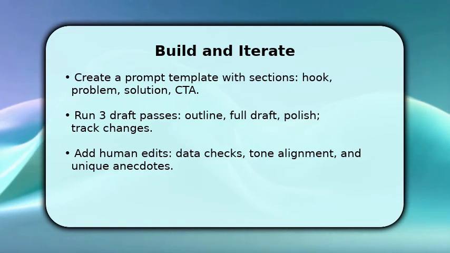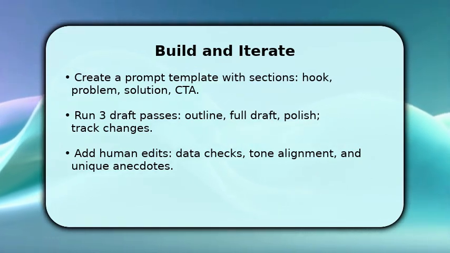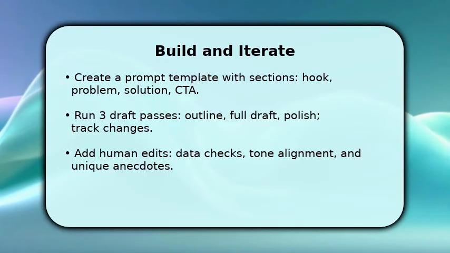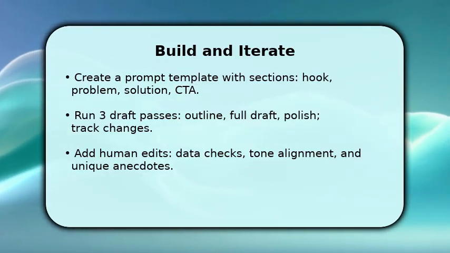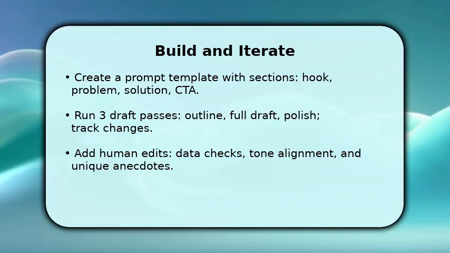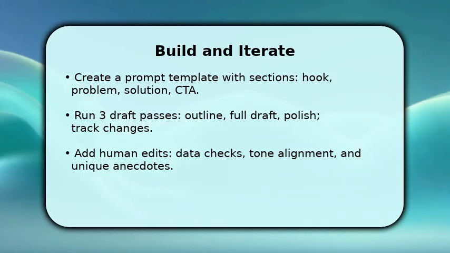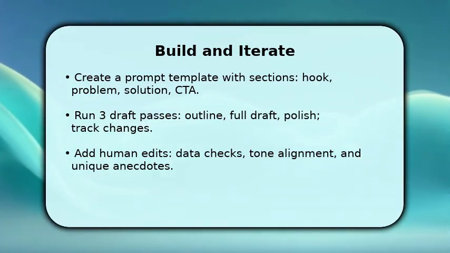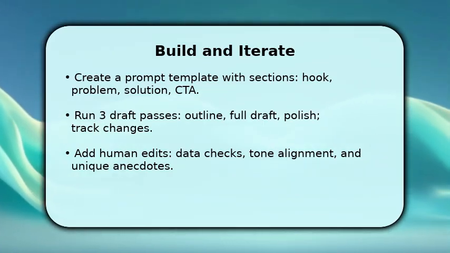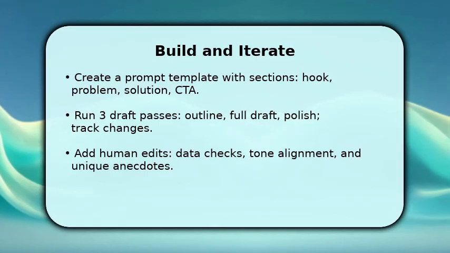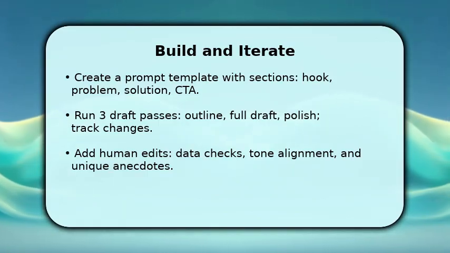Next, build a repeatable process using a prompt template with hook, problem, solution, and call to action. This preserves structure and voice. Then run 3 passes, generate an outline, expand to a full draft, and polish for clarity and accuracy. Make sure to add human edits, verify facts, align tone to your audience, and insert unique anecdotes or examples. Once you iterate like this, you reduce errors. The AI speeds writing, while you keep control of quality.